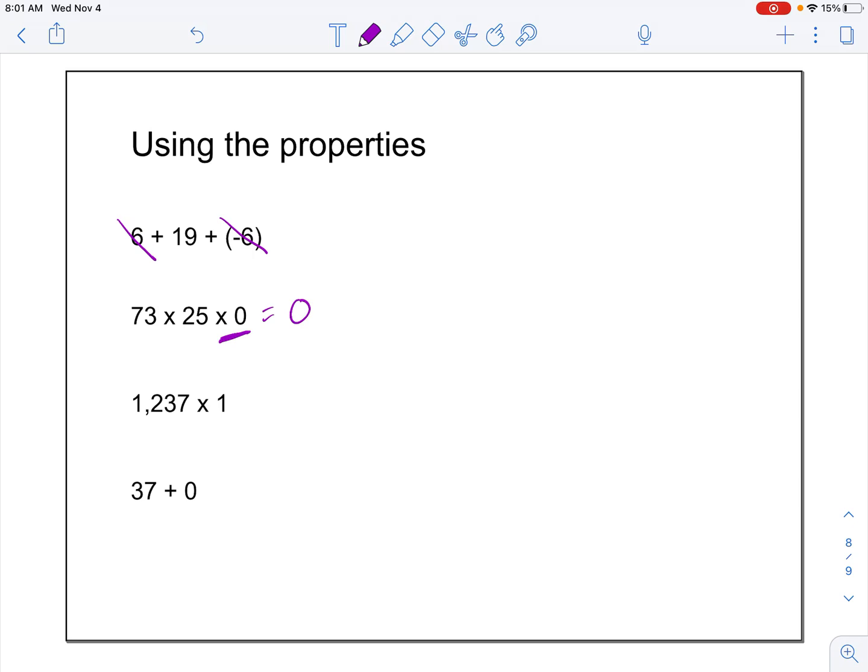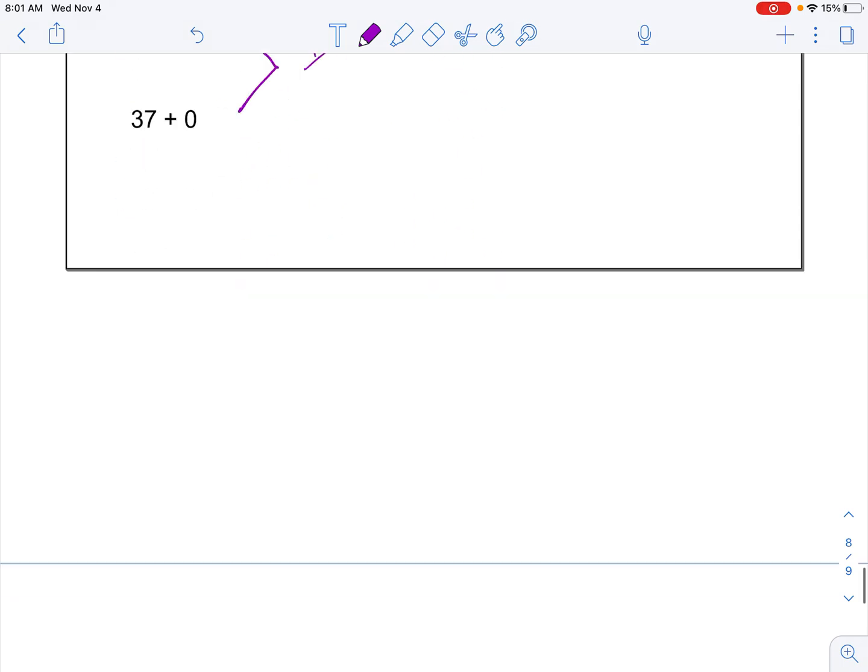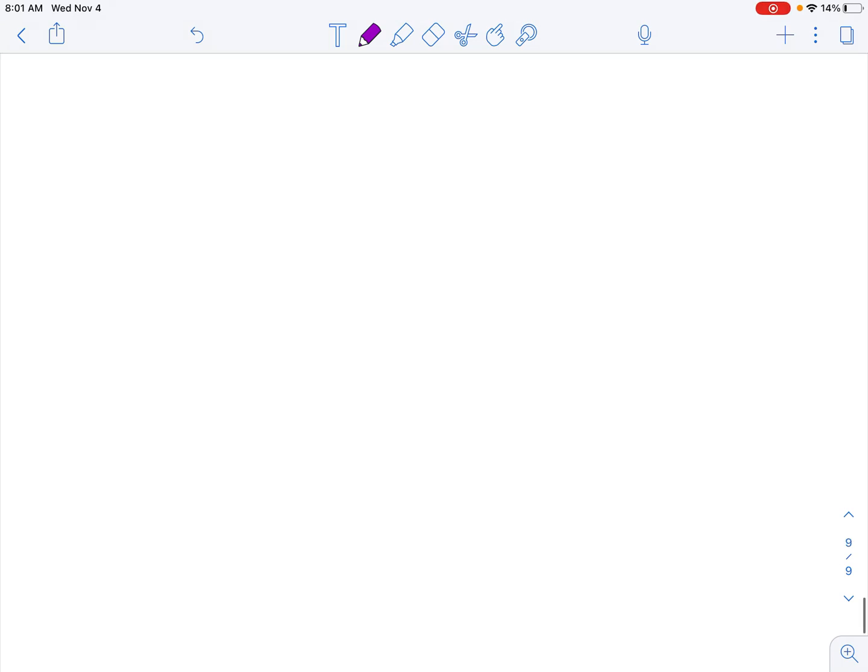This is the identity property. This is the ID property. Because look at this, what I'm doing to it does not change what it is. I multiplied 1,237 by 1, and it's still 1,237. And I added 0 to 37, it's still 37. So the properties can help you whittle things down, maybe cut down on the amount of math you have to do, which is always nice.